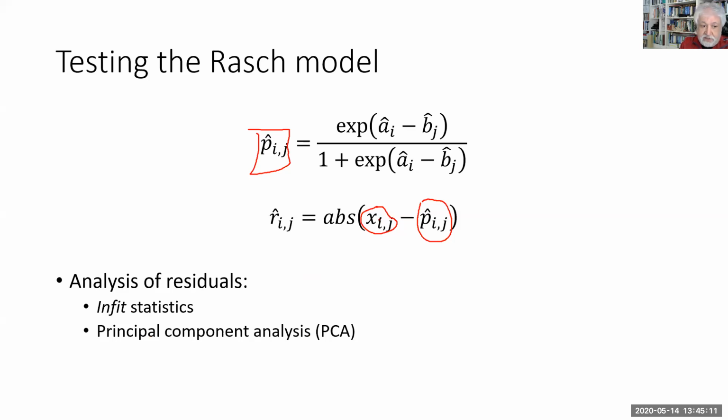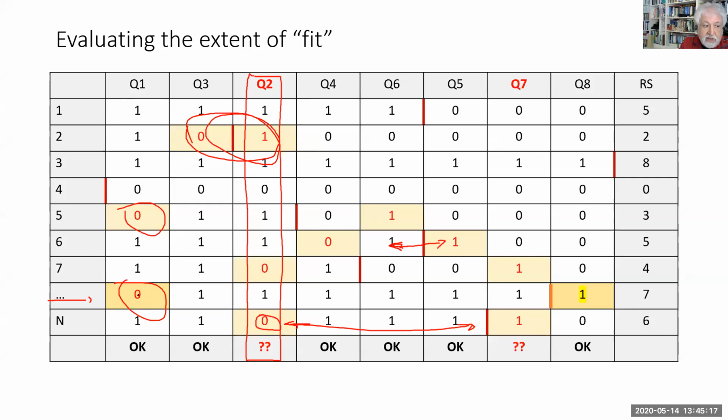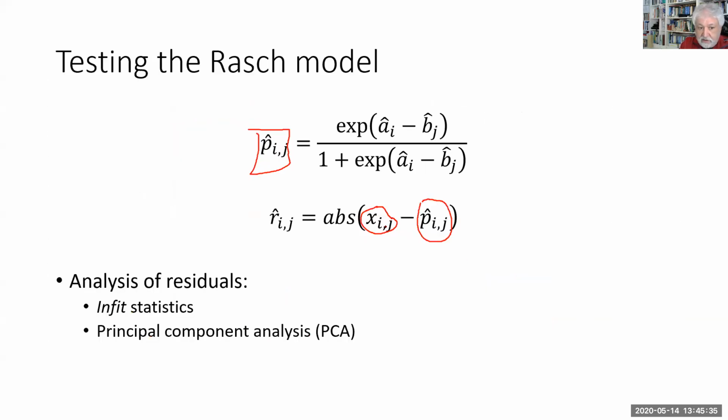But there may be cases in which I see yes, but my model would predict no, like in this case. I see yes, but my model would predict no because somebody here would likely say no. So in this cell, I will have 1 minus a very small number, close to 0. So this will be a large error. Okay? Does this make sense?